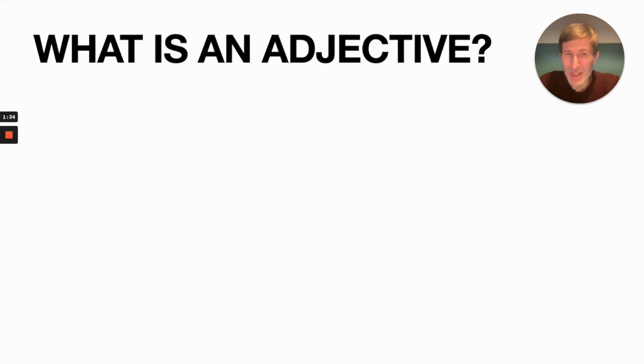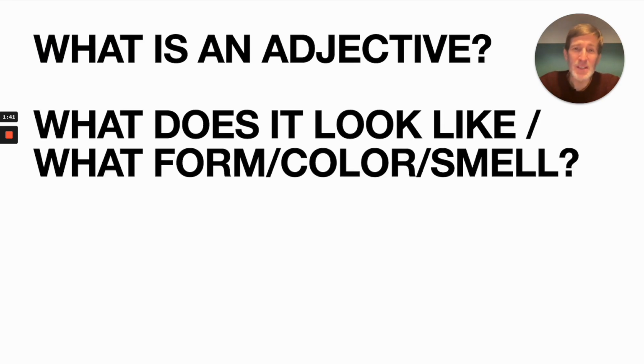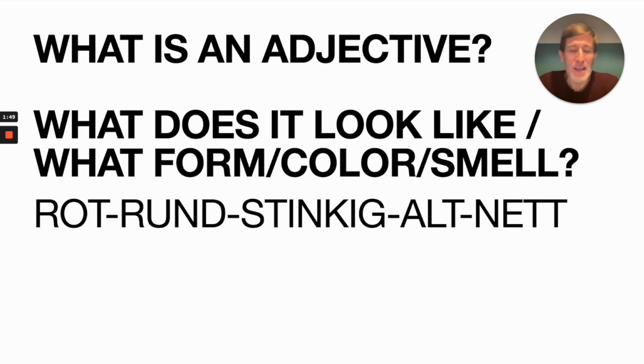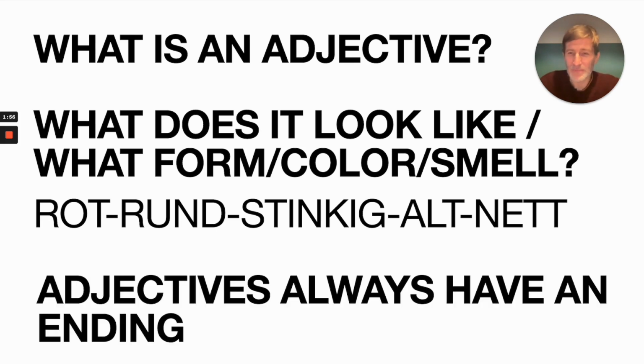First question is, what is an adjective? Let me keep this short. Most of you might already know this, but in case you don't, it's a word that describes what a thing or a person or an animal looks like, maybe its form, its color, its smell. Here's a couple of examples. It's basically a word that describes attributes of something. And just as a rough rule, it's of course not scientifically sound, but it's good enough for us.